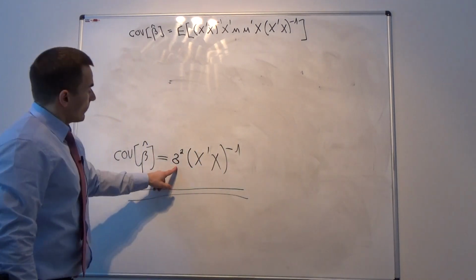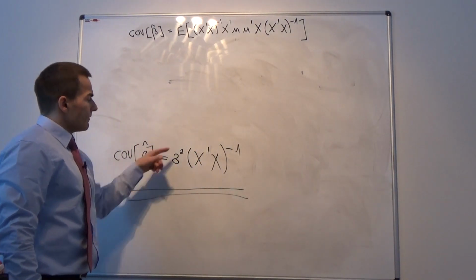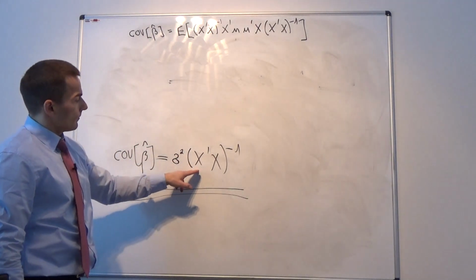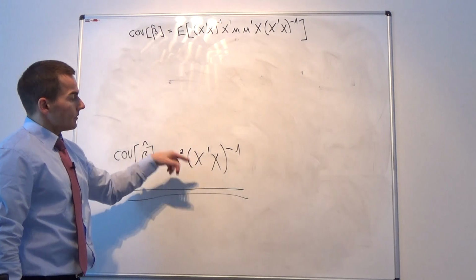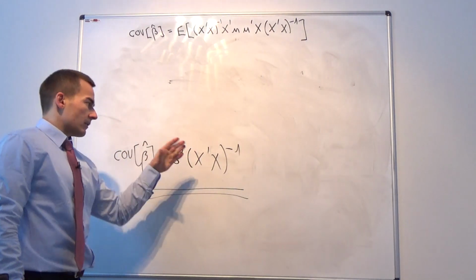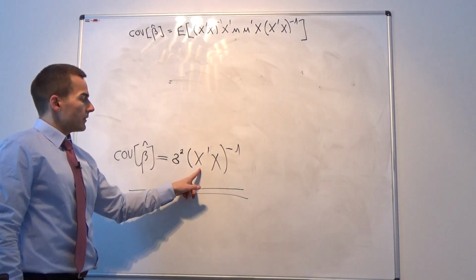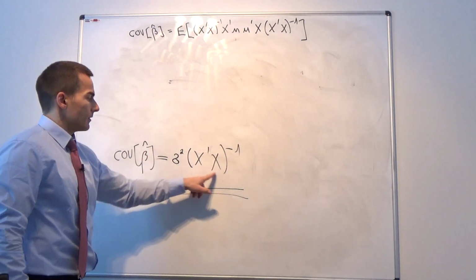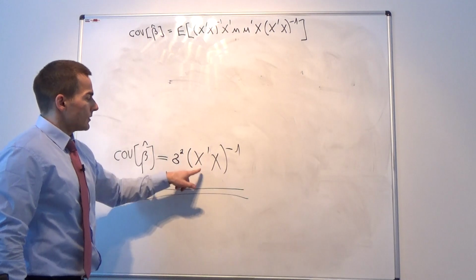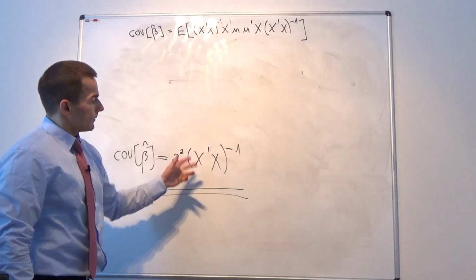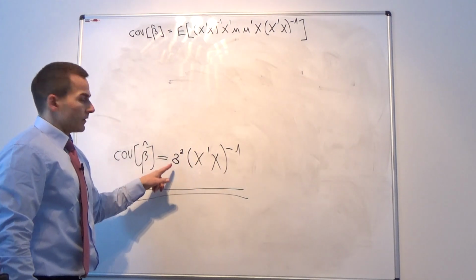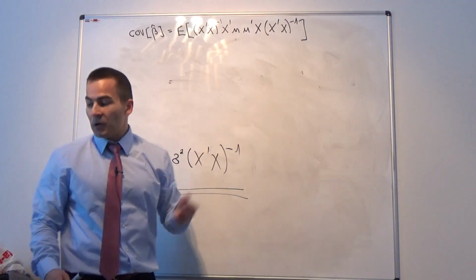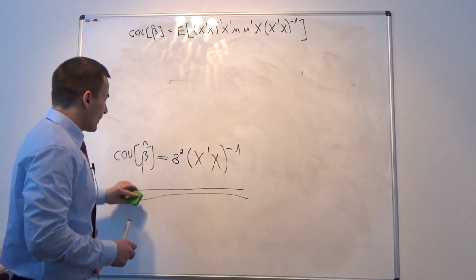So that's a number, our residual variance. And what do we have here? That's a t by k matrix transposed. So that's k by t times t by k. This is k by k. A k by k matrix, inverted, multiplied with a number is still a k by k matrix. So obviously the dimension doesn't change.